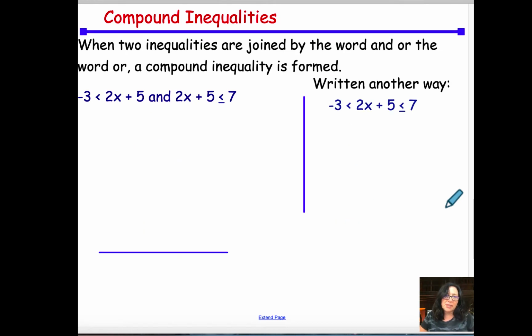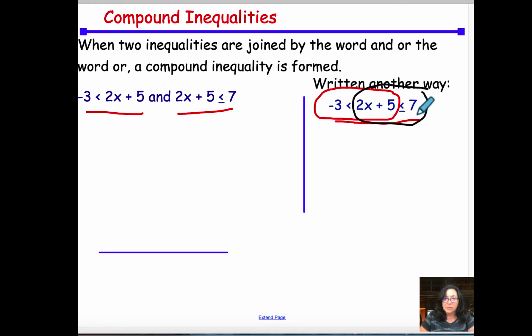So the next question says compound inequalities. When two inequalities are joined, you're going to have an and in between, and there are 2 ways to write this. This is the exact same question, and what they've done is they've broken that up. You have this inequality here, which is negative 3 is less than 2x plus 5, and then you have this other inequality that says 2x plus 5 is less than or equal to 7. So when you see something like that, you can split that up.